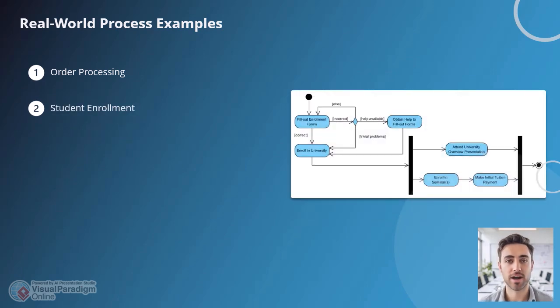University enrollment requires form validation and multiple steps. Swim lanes help assign responsibilities to the registrar and the student clearly throughout the process.